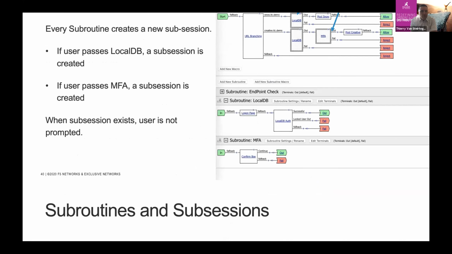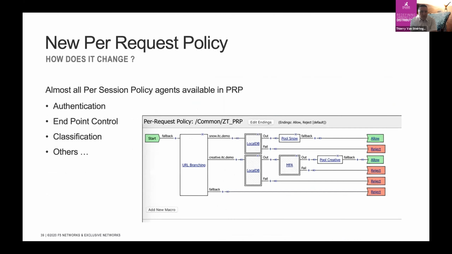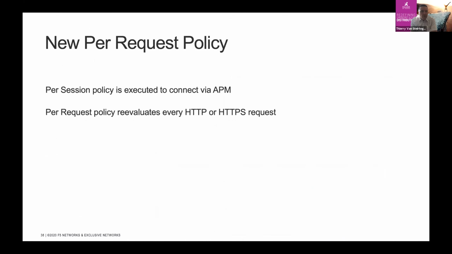So Koen showed us a session table where we've seen our authenticated session within our session policy. And then, sorry, we will see new sessions evaluated based on the per request policy.